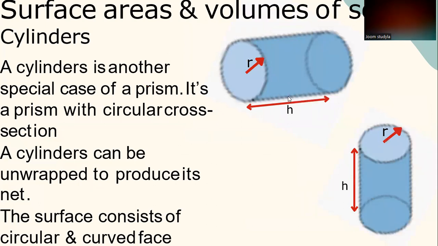Surface area and volume of a solid cylinder. If you look at the cylinder image, you have the r, the radius, and you have the height. A cylinder is another special case of a prism. It's a prism with a circular cross section. A cylinder can be unwrapped to produce its net. So the surface consists of circular faces and a curved face. This is the curved face and the circular faces.